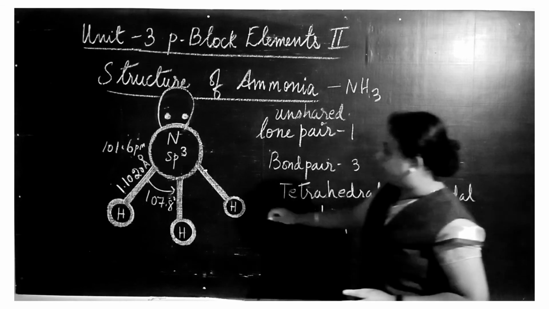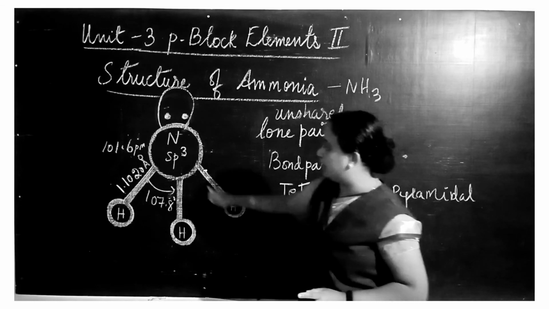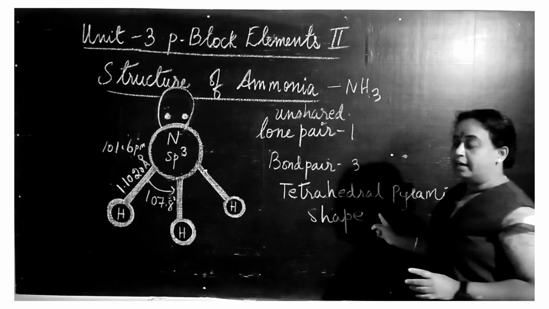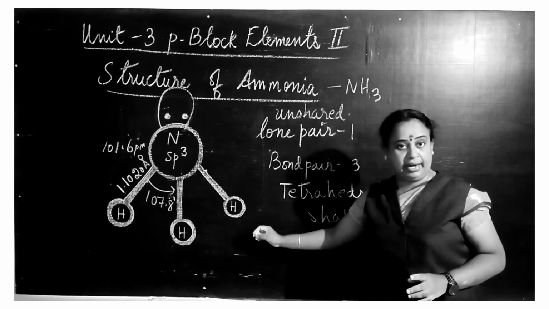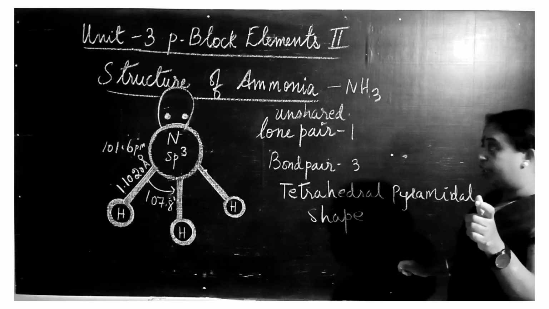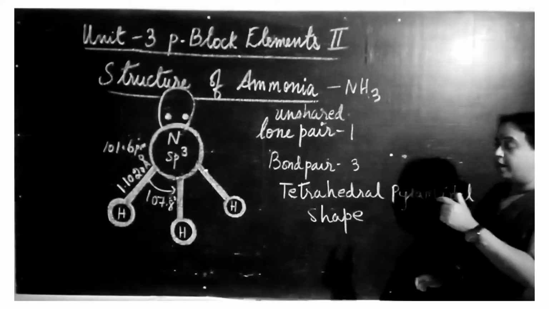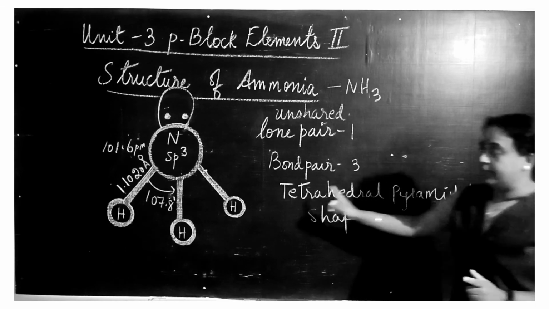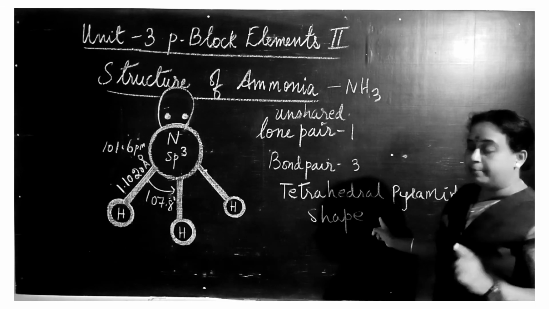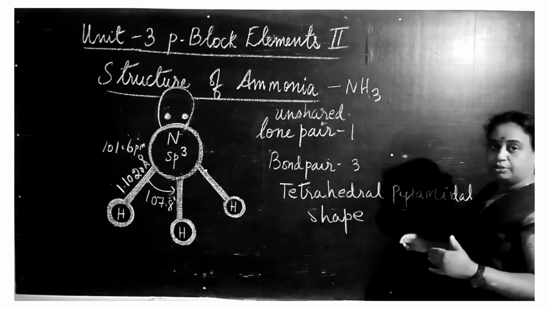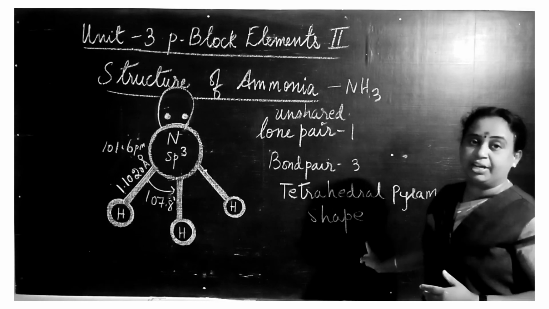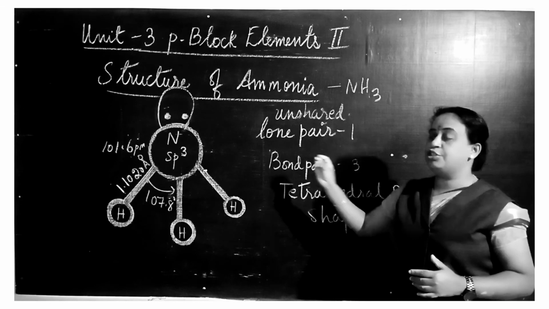So when you join this nitrogen with the hydrogens, you get the shape of a pyramid and it is tetrahedral. Though it resembles a tetrahedral, when we look into the structure of ammonia, it is trigonal pyramidal in shape. It just resembles a tetrahedral, but the geometric shape of ammonia is trigonal pyramidal. So that's it about the structure of ammonia.